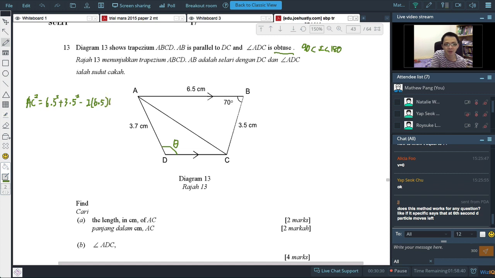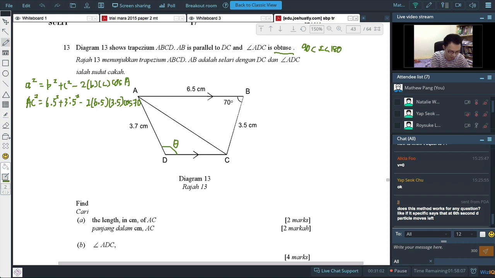Just use this formula, A square equals B square plus C square minus 2BC cos A. This formula is given. You just need to know when you need to use it. So let's do 6.5 square plus 3.5 square minus 2 times 6.5 times 3.5 multiple cos 70.